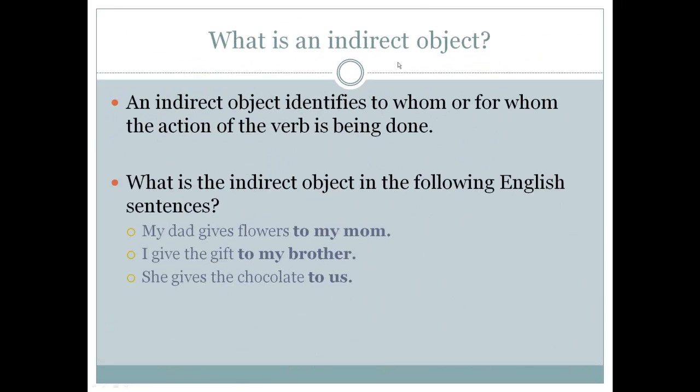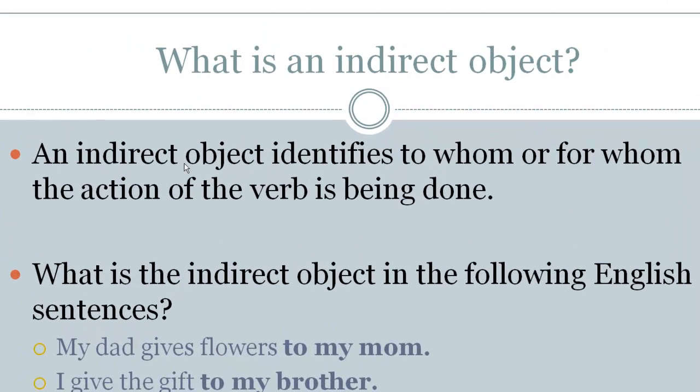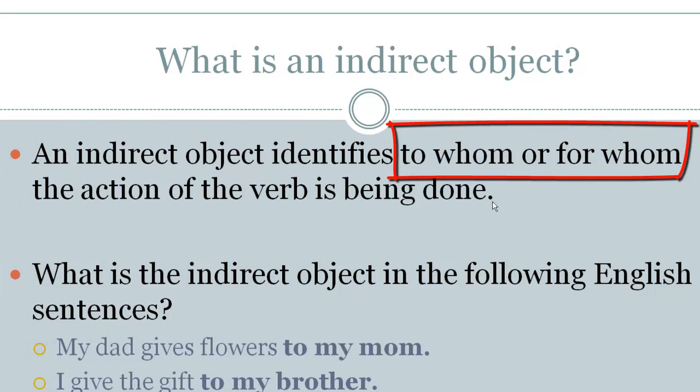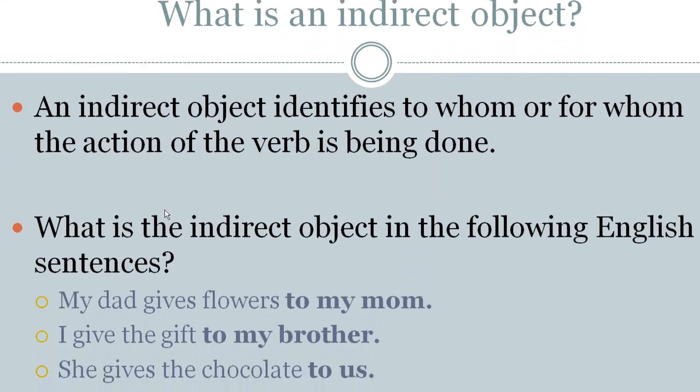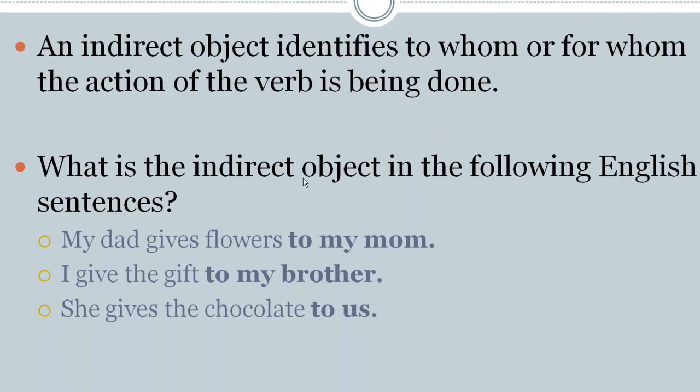Okay, so first, what is an indirect object? An indirect object identifies to whom or for whom the action of the verb is being done. So that's what matters, to whom or for whom. As an example, what is the indirect object in the following English sentences?